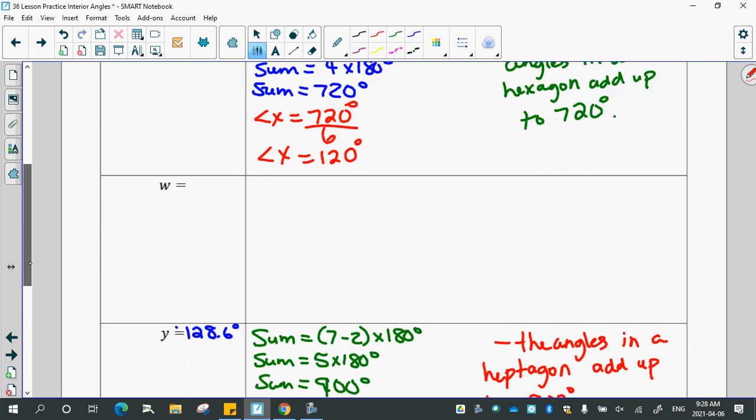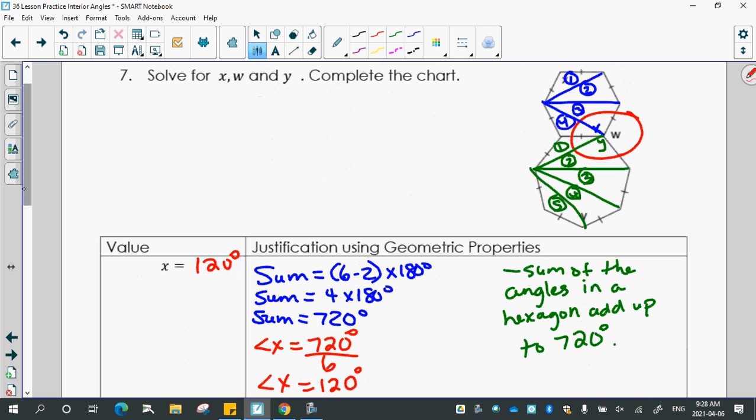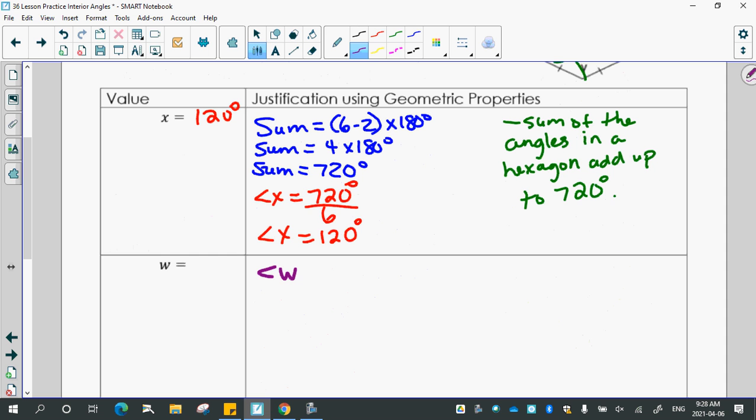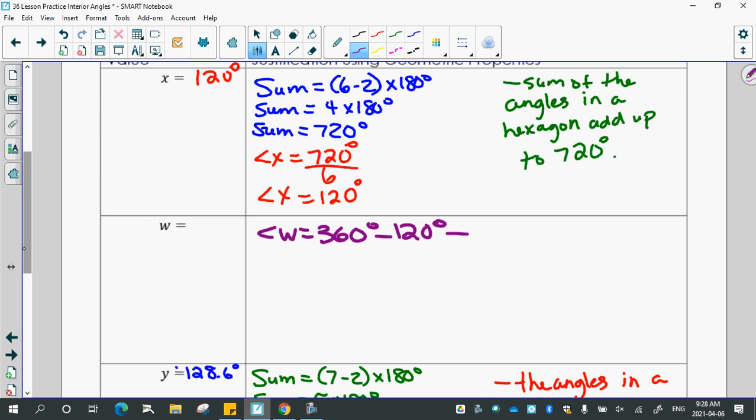All right, so to find out W, we said that these are all pieces of a circle. So that chunk, there's X, there's Y, and W all added together make 360. So I saw some people had angle W is equal to 360 minus 120 minus 128.6 degrees. Okay, because they know that the pieces of a circle add up to 360.